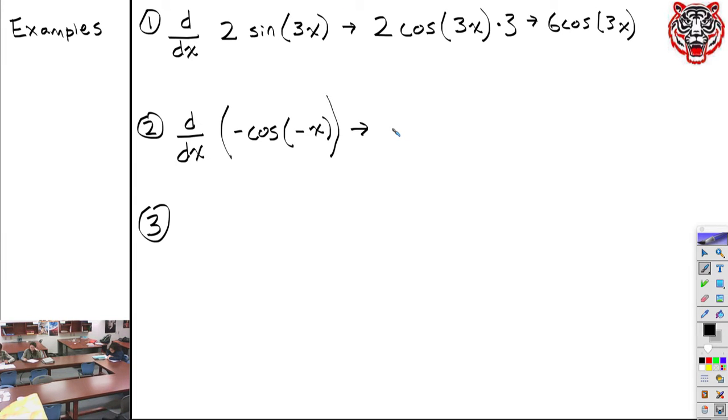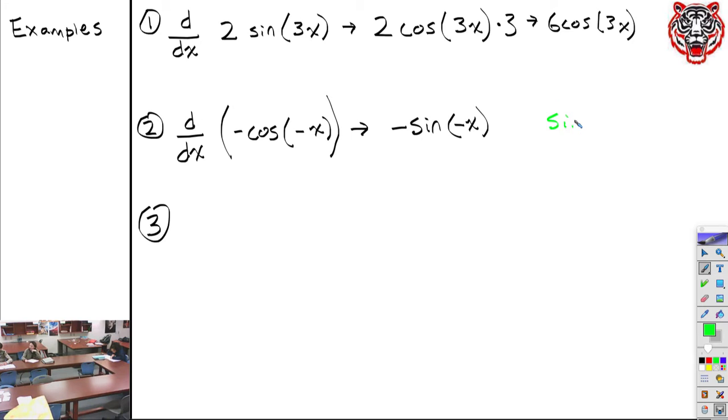Negative sine of negative x. Arrow, what do you think? Yes, correct. So the derivative of negative cosine is going to be a positive sign, but this negative comes from the dinner. So I'm going to write this all out for the notes just in case other people are watching this too.